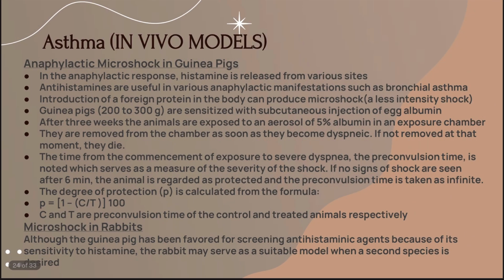Now coming to the next one, that is the anaphylactic microshock in guinea pigs. Microshock is nothing but a shock which has a lesser intensity. In anaphylactic response, histamine is released from various sites of the body, and antihistamines are useful in various anaphylactic manifestations such as bronchial asthma, because bronchial asthma is also an anaphylactic manifestation. Introduction of a foreign protein in the body can produce this microshock, that is, a less intensity shock.